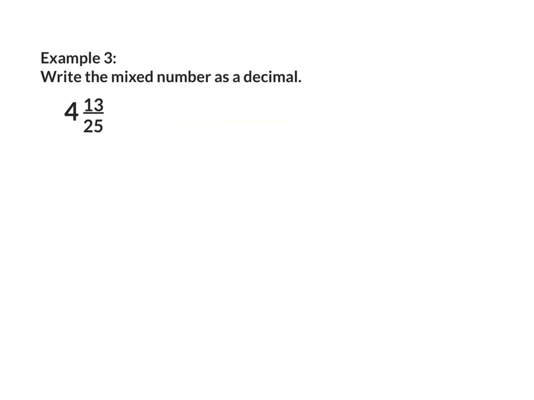Example number 3. Write the mixed number as a decimal. Again, I'm going to use the strategy in and out. Since I have a whole number, my answer is going to be 4 point something. All I have to do is divide the fraction. So 13 is going to go in, 25 is going to go out. I'm going to add my decimal and my 0.